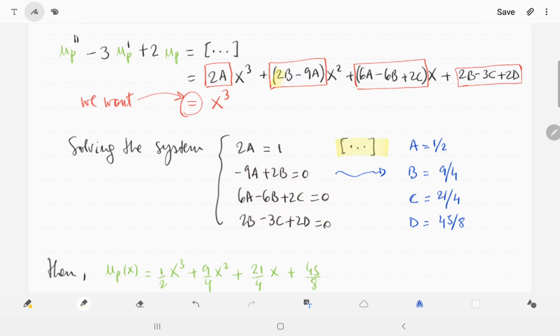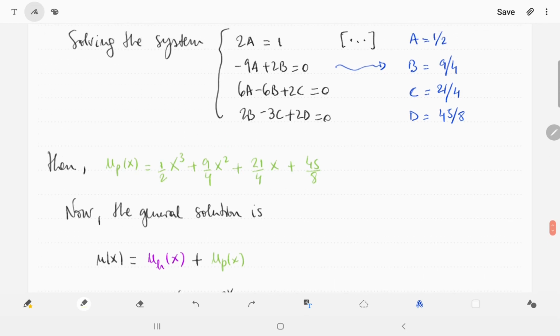Then again, computing, we get the values of A, B, C, and D. Hopefully they are correct. I'm a human being, so you can check if I made some mistake. So now we have this particular solution, where here we have A, B, C, and D.